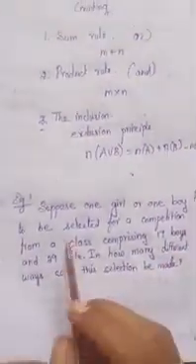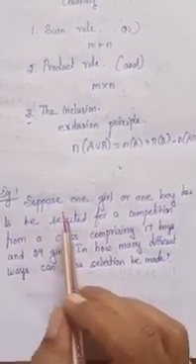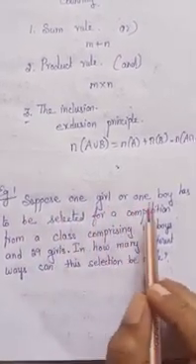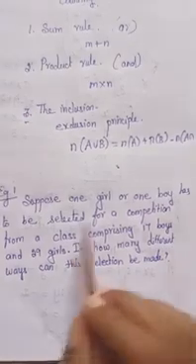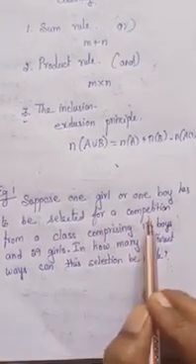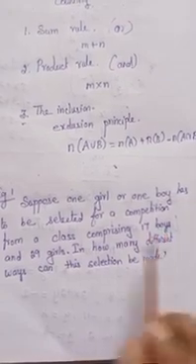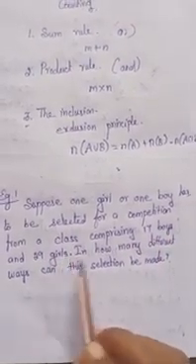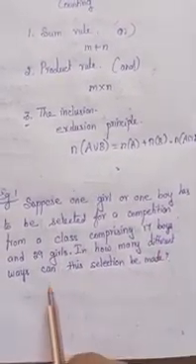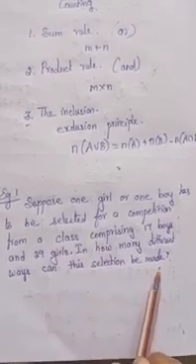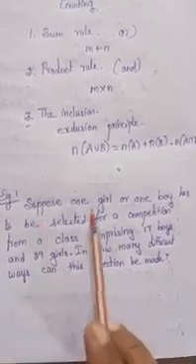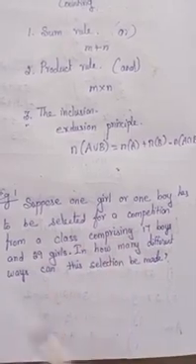Now moving to the problem. See example 1. Suppose one girl or one boy has to be selected for a competition from a class comprising 17 boys and 29 girls. In how many different ways can this selection be made? I need one girl or one boy.